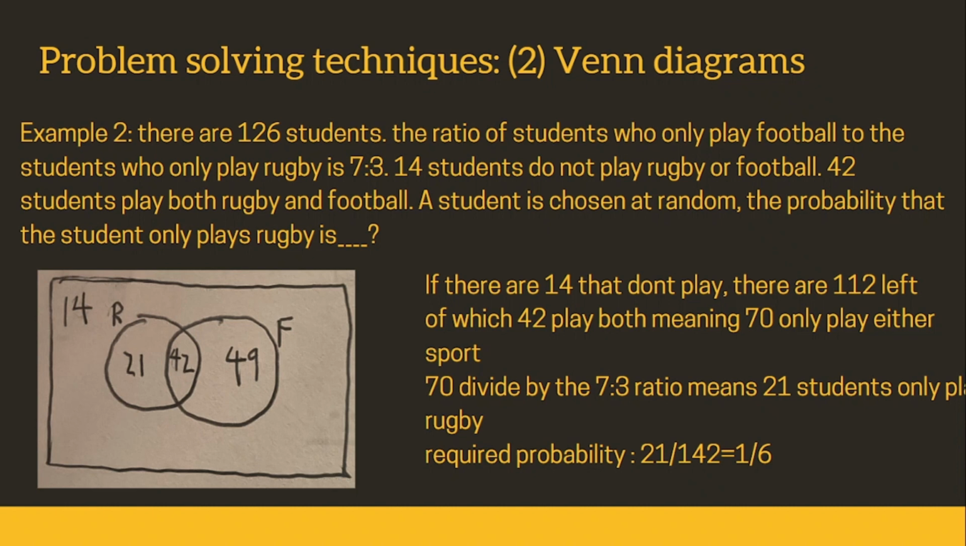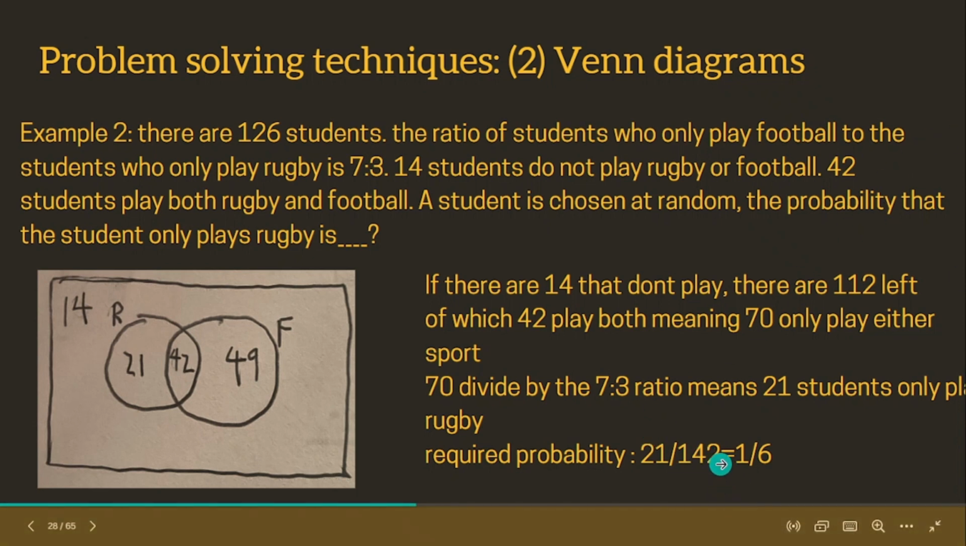So in this case, our 70 can be divided by the 7:3 ratio. So there will be 21 people playing rugby only, 49 people playing football only. Since we have the numbers, we can just find the final probability, which is just the 21 people that only play rugby out of the total 126, which will be equal to 1/6.